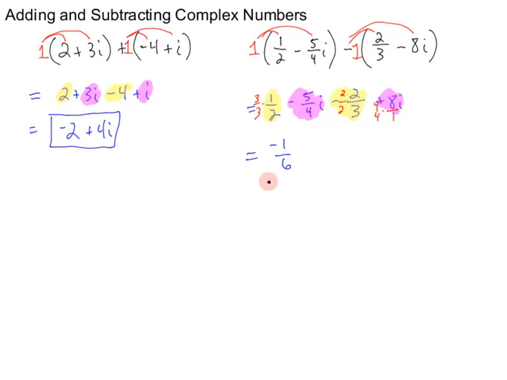Negative 5/4 plus 32/4 is 27/4 i. So that's another new complex number where the real part is negative 1/6 and the imaginary part is 27/4.